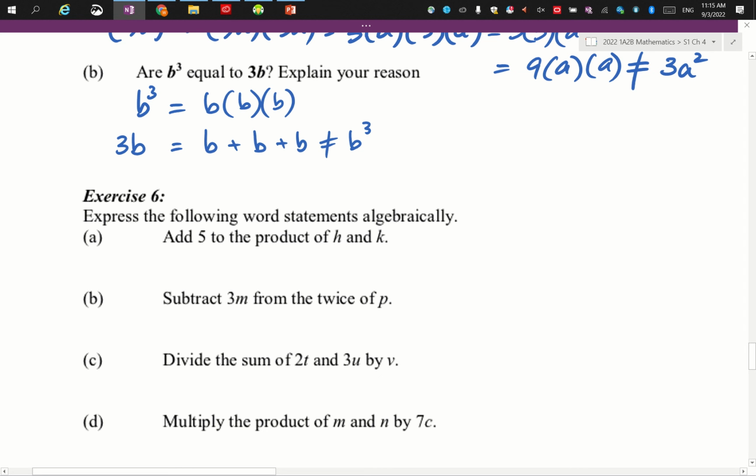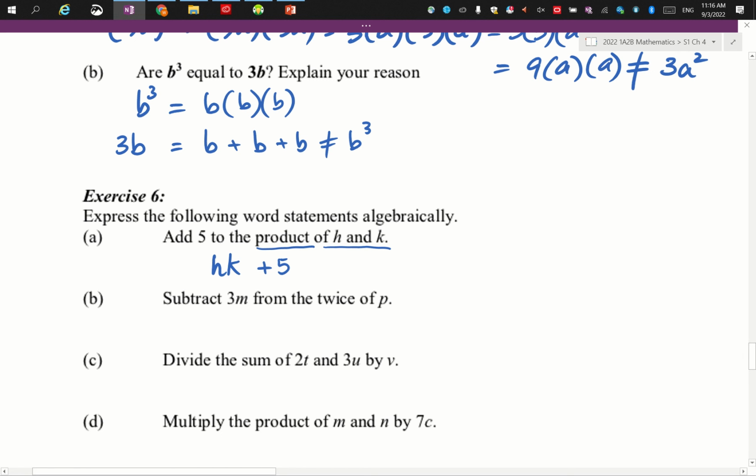Oh, wait. So yeah, you're right. Product of h and k. Product means times. Oh, they want me to add 5 to h times k. So yeah, h times k is hk. So hk plus 5. Right?